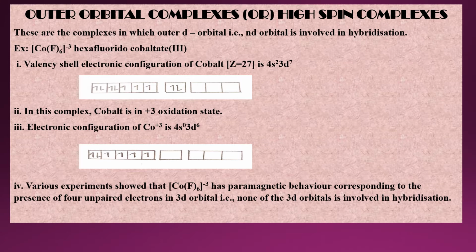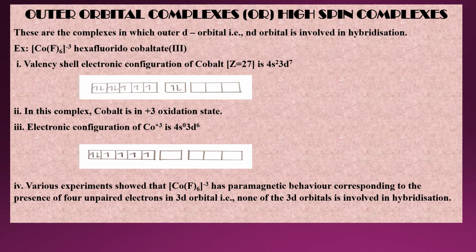I want to explain this taking the example of the [CoF6]3- complex ion, which is named hexafluoridocobaltate(III). Hexafluorido, because there are 6 ligands, F minus, and the central metal is cobalt. As it is a negative complex ion, we add ATE at the end of its name. And 3 is the oxidation state of cobalt.